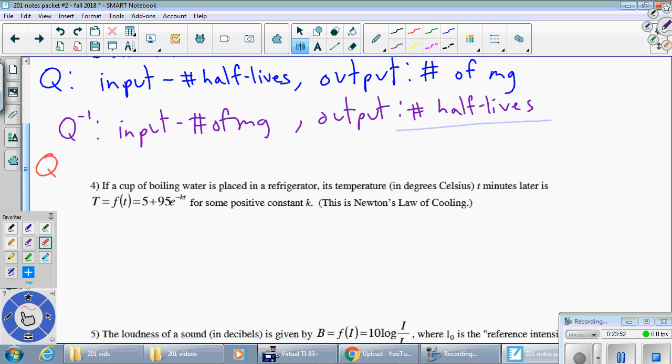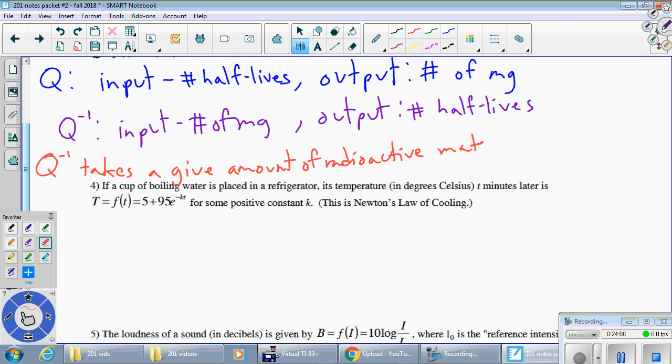Q inverse takes a given amount of radioactive material in milligrams remaining and outputs the number of half-lives it takes to get there.